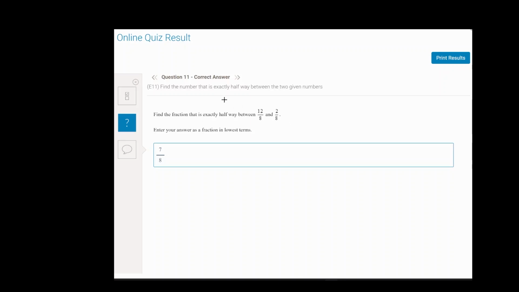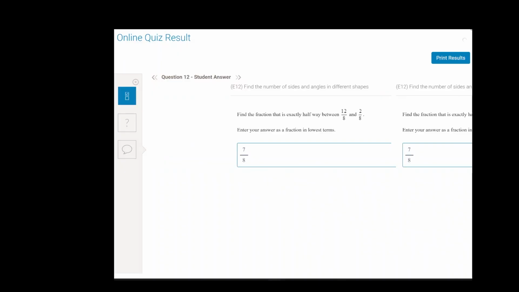Find the fraction that is exactly halfway between 12 over 8 and 2 over 8. 12 minus 2, 10 out of 8. 10 divided by 2 equals 5. 12 minus 5 equals 7 out of 8.